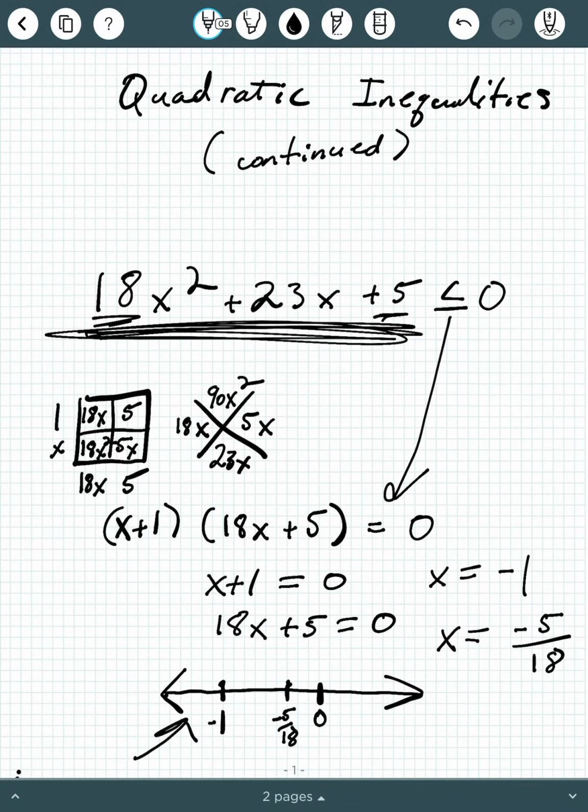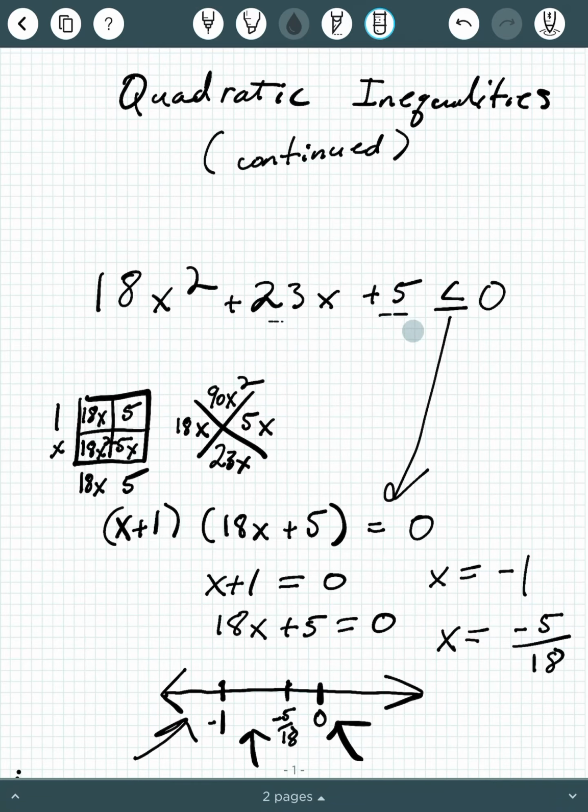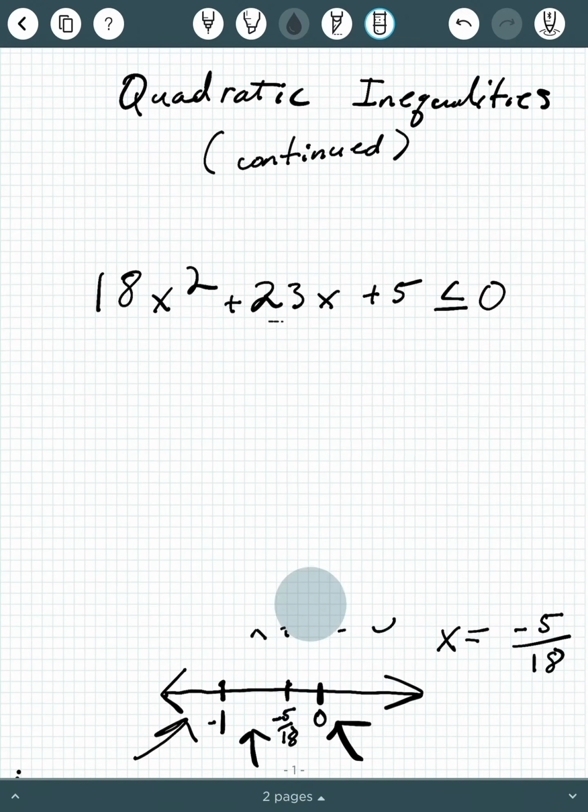So now we know there are 3 different regions we could be in. We could be less than -1, we could be greater than -1 but less than -5/18, or we could be greater than -5/18. Those are the 3 different areas we need to test as we work through this. To do that, let's go to our original equation. Let me clean things up a little bit here. And really, we don't need the work for our boundary points anymore. We've already established what those are. So we go back to the original equation, and we try some values in those different regions.